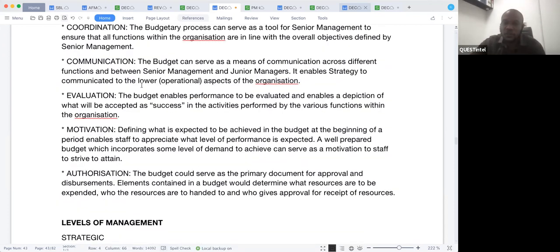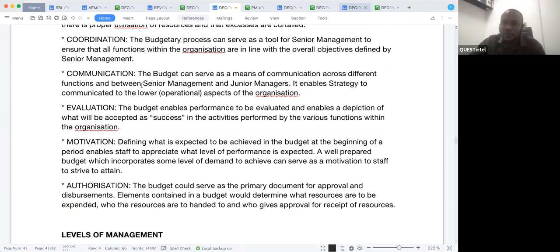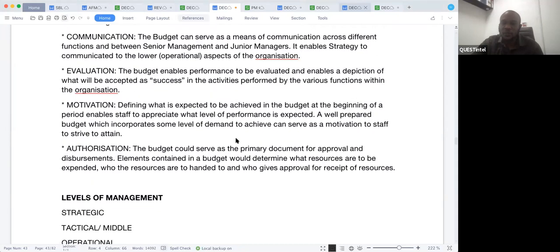And then motivation: defining what is expected to be achieved in the budget at the beginning of the period enables staff to appreciate what level of performance is expected. A well-prepared, planned budget, which incorporates some level of demand to achieve, can serve as motivation to staff to strive to attain. And then authorization has to do with it being the primary document for approval and disbursements.